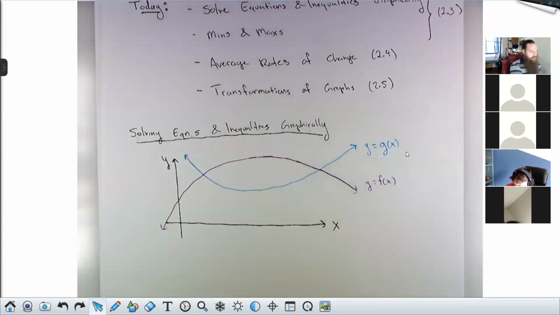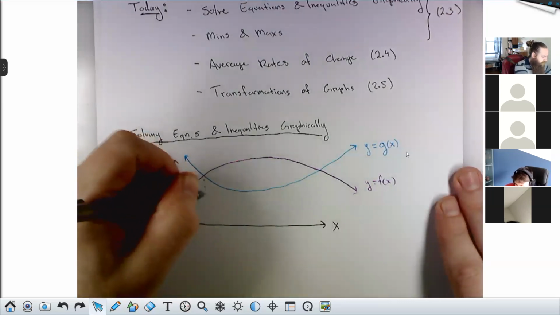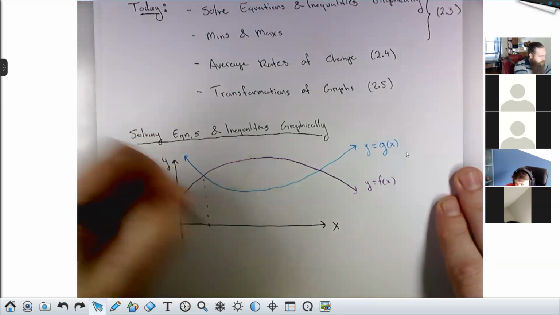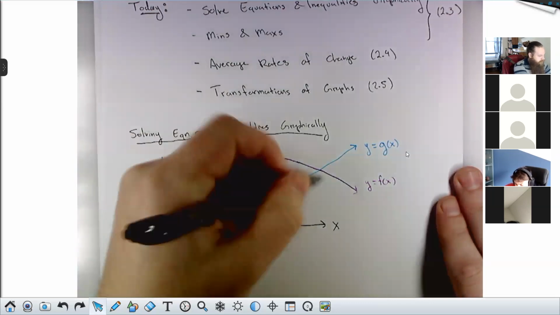Vertical axis is the y-axis, horizontal axis is the x-axis, and I'm going to label these points, or at least the x values here, where these guys touch.